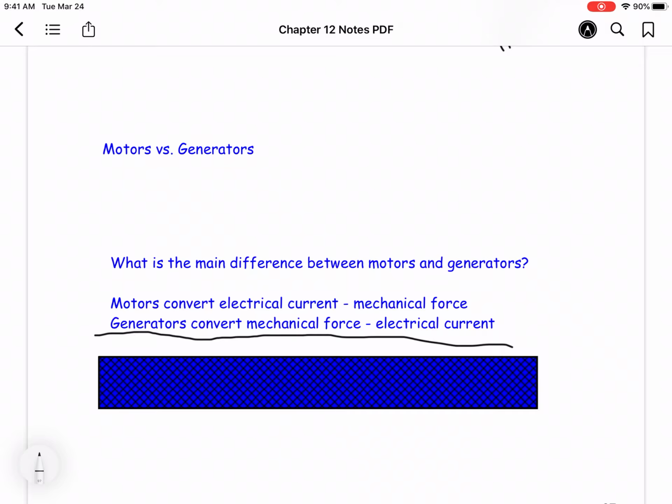It doesn't matter if it's a generator used at home or a generator the size of the Sheerness power plant, where they're burning coal and using the steam to spin a turbine. Turbine can sometimes be the opposite, where they have a magnetic field that's spinning inside the coils, but that really doesn't change anything. So just keep in mind that generators convert mechanical force into electrical current, and motors convert electrical current into mechanical force.